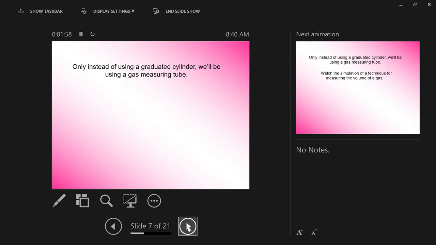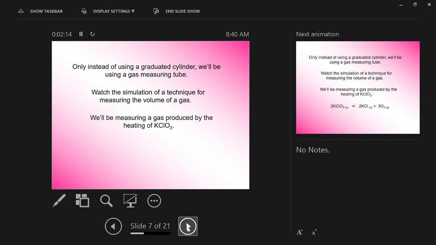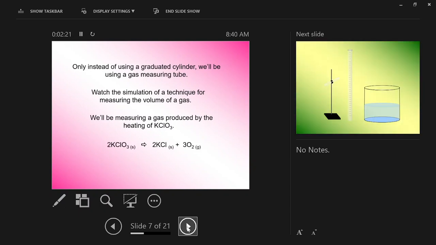Now you can just use a graduated cylinder, but we can also use a gas collection tube or a gas measuring tube. They do come specifically for the purpose. And here is a little simulation of what happens to measure the volume of a gas produced in a reaction. We will be measuring the gas produced by the heating of potassium chlorate. So there's our reaction. Potassium chlorate breaks down into potassium chloride and we produce oxygen gas. So we'll be looking at how much oxygen gas is being formed.